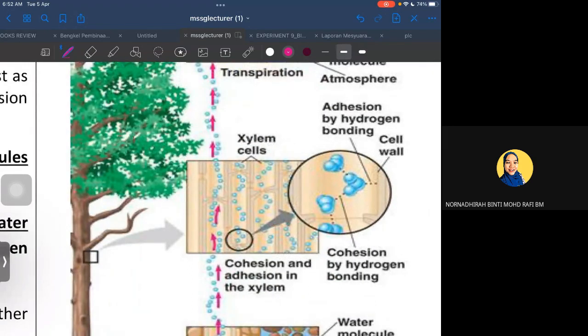the cohesion is actually daya tarikan di antara air. Cohesion is basically the force between the water molecule, between the same polar molecule lah. Di antara air dengan air dia ada satu daya. So that's why kita boleh nampak air ni dalam bentuk bulatan. Kenapa molecule water ni basically dalam bentuk bulatan sebab because of the cohesion.